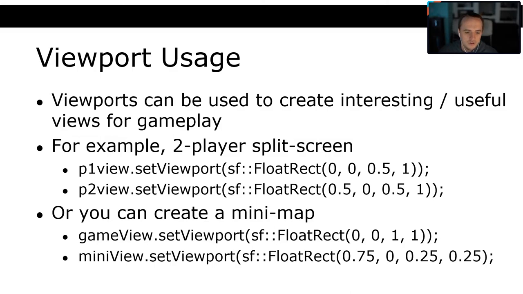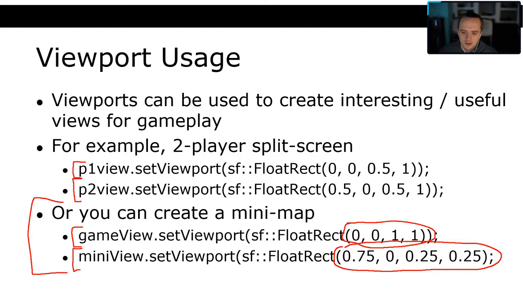Or what you could do if you're making StarCraft, for example, is create a mini map. So what we can do is have two different views. Before we had a player one view and a player two view for split screen. Maybe now we have a full game view and a mini map view. We could set the game view to draw on the entire screen and then set the mini map view to occupy the bottom corner of the screen.